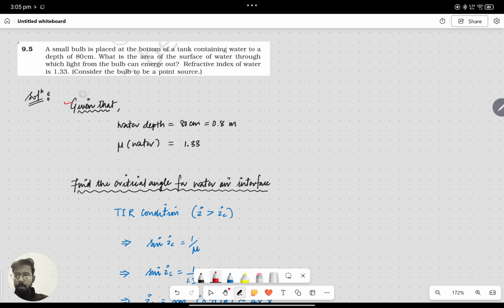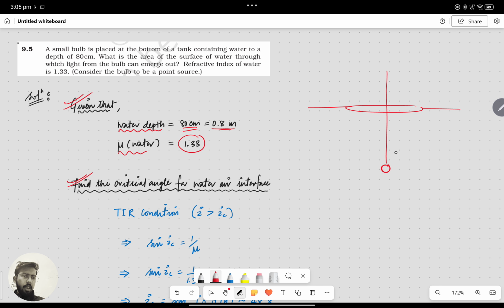In this question, we have to start with the given: water at a depth of 80 centimeter, that is 0.8 meter, and mu, the refractive index given for water, is 1.33. Then first of all you have to find the area where the light is glowing. So first of all, let's see the concept here.